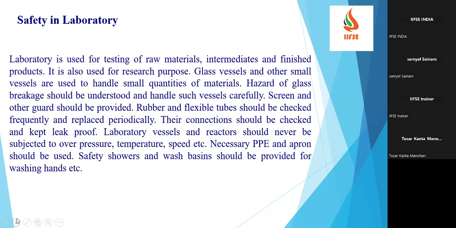But here the quantities are small. It is not like a typical bulk chemical manufacturing or bulk drug or any other API production unit. It is about small quantities, but they have n number of chemicals in a single place. The laboratory is for testing of raw materials, intermediates, and finished products, so they get to know the quality of the material. It is also used for research purposes. Glass vessels and other small vessels are used to handle small quantities of materials. So as I mentioned before, here they use small quantities.